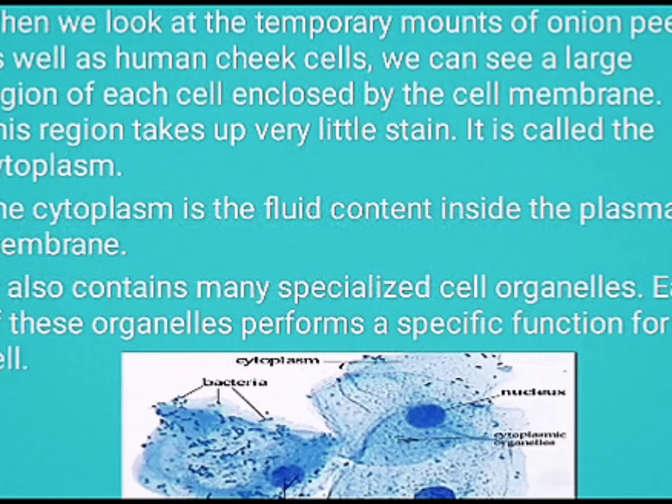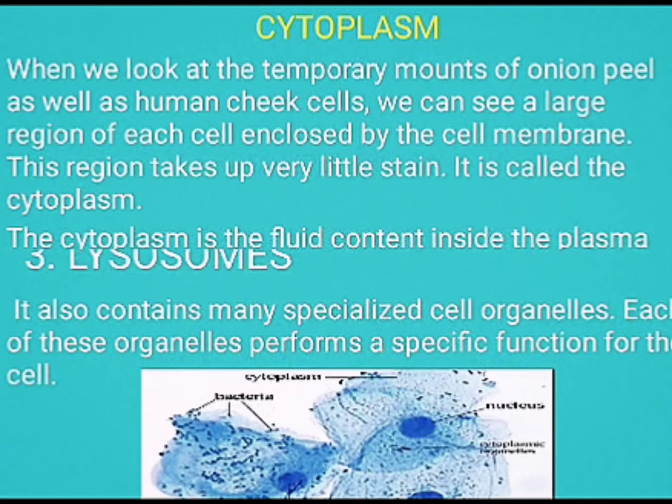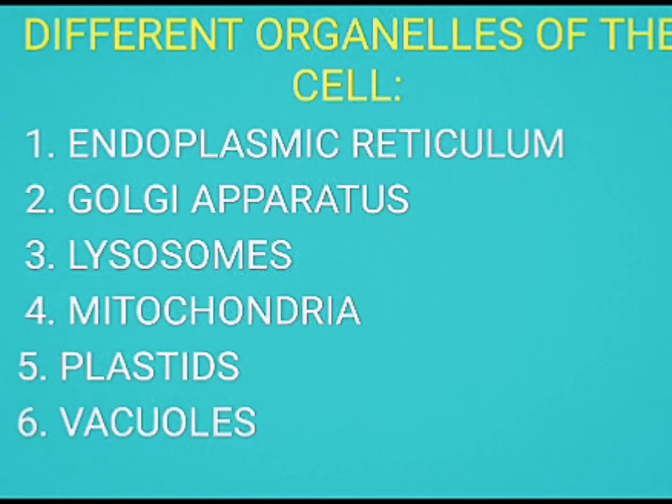This cytoplasm is the fluid which is inside the plasma membrane. It also contains many specialized cell organelles. Each of these cell organelles perform a specific function for the cell. So, different organelles of the cell which are present inside cytoplasm are as follows.